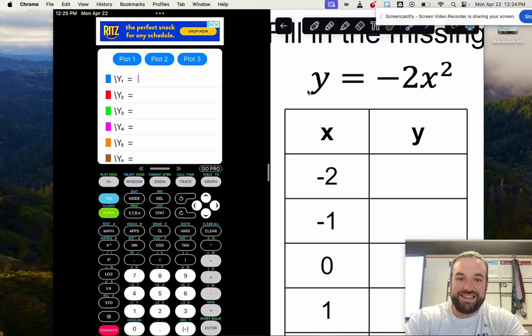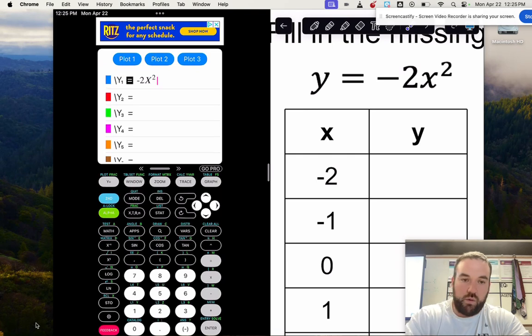I cannot use the minus button on the right side. I need to use the negative. So I'm going to type negative 2, and then the X button is right up here next to the alpha key. And then the new button that we're going to use is the squared. So X squared is over here on the side above the button that says log. I'm going to hit X squared, and then I am ready to go.